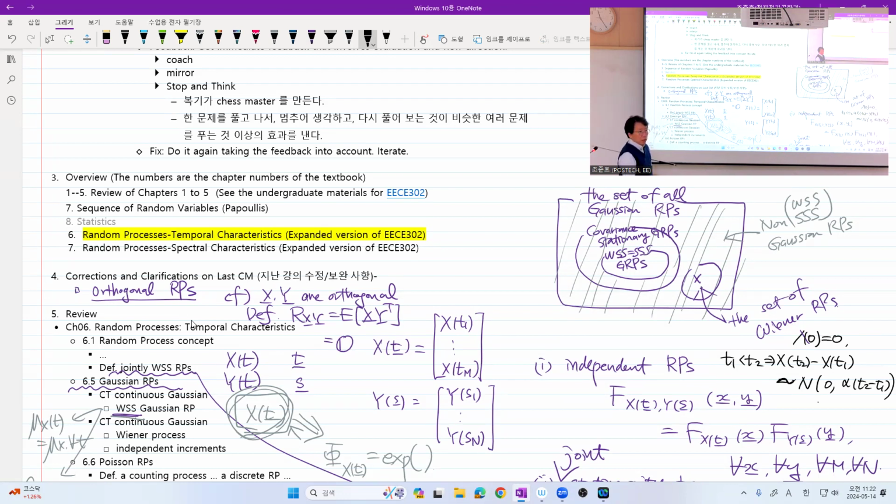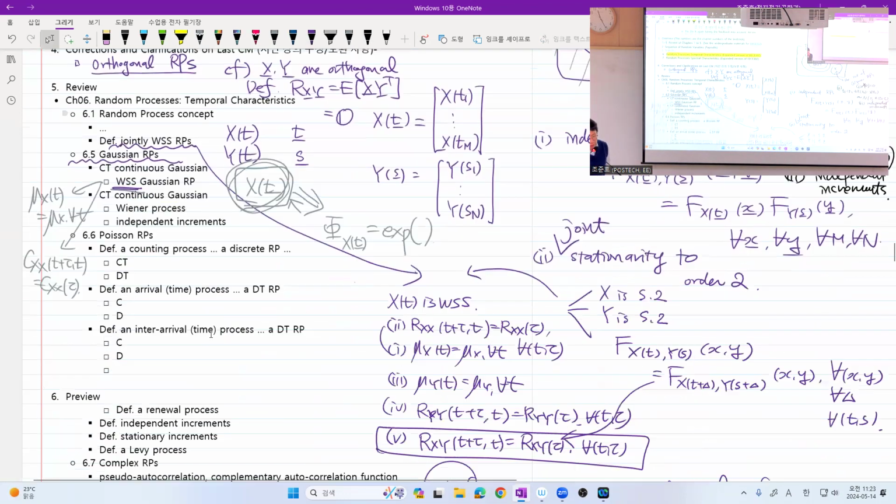And what else? If you have two intervals, non-overlapping, then we have independence. So this is the first condition. This is the second condition. The third condition is independence, independent increments, when the intervals are not overlapping. Of course, if they overlap, they are dependent, right? Anyway, these are all about Gaussian random processes.